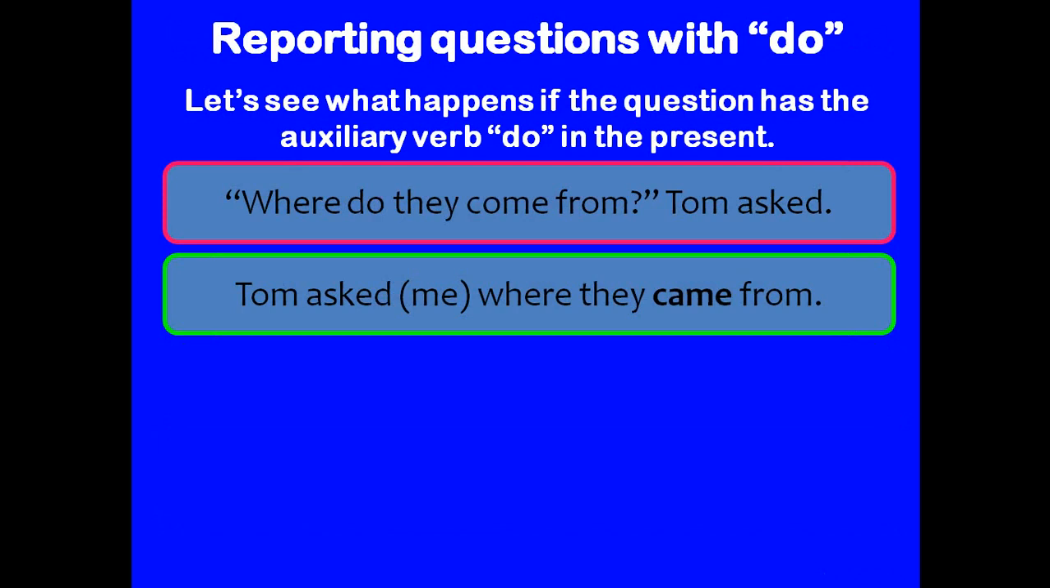Reporting questions with do. If your question begins with do or does or did, we usually drop these helping verbs. Like, where do they come from? Tom asked. Tom asked me where they came from. So what do you notice? The word do is dropped. So I say Tom asked me where they came from. I just used where. So if you are going to report a WH question, you use the WH word as it is. And don't forget to change the tense of the verb come into came, because you have asked, of course, and asked is past.